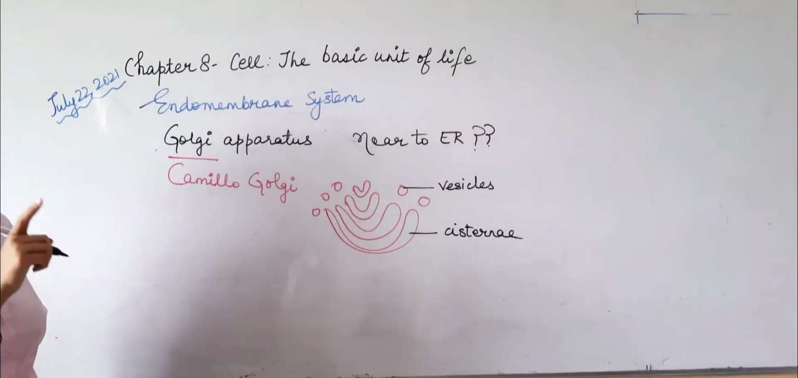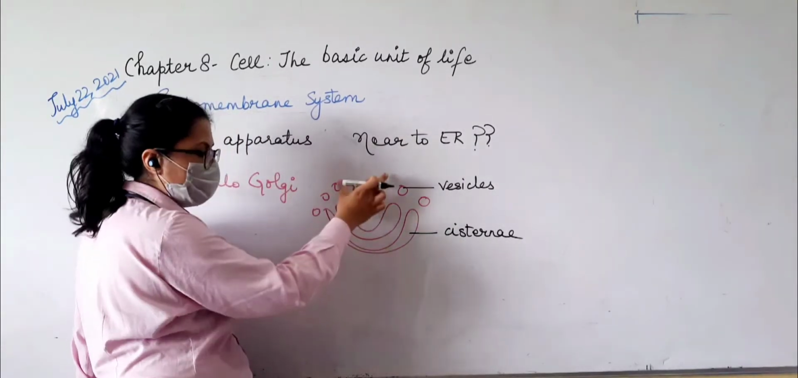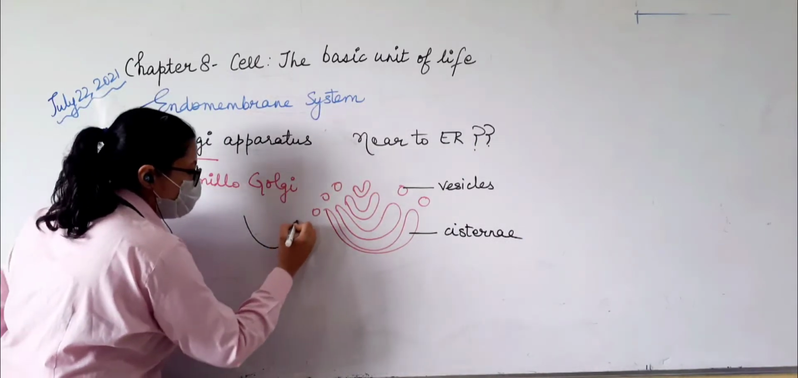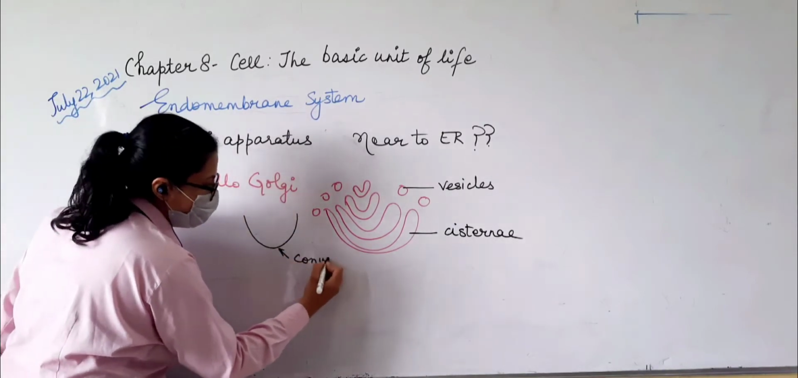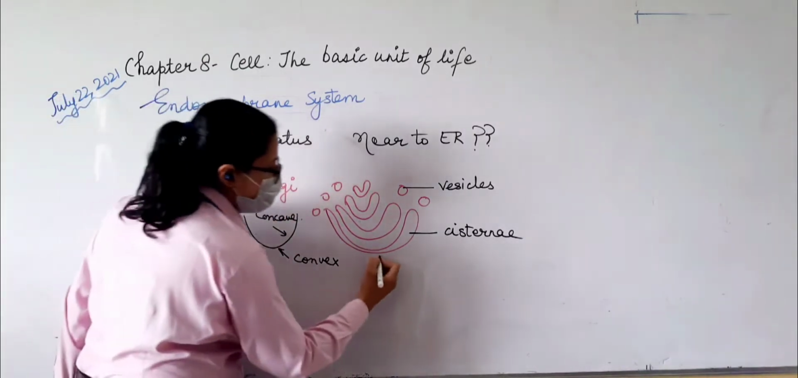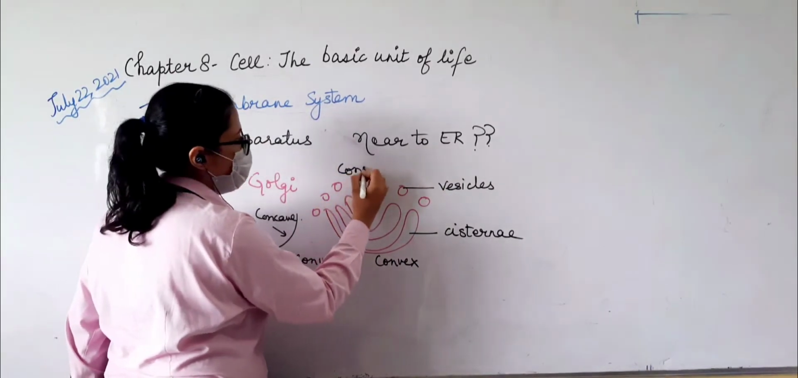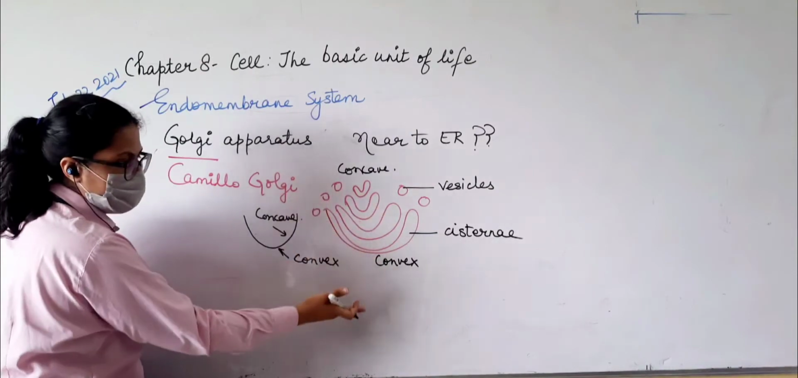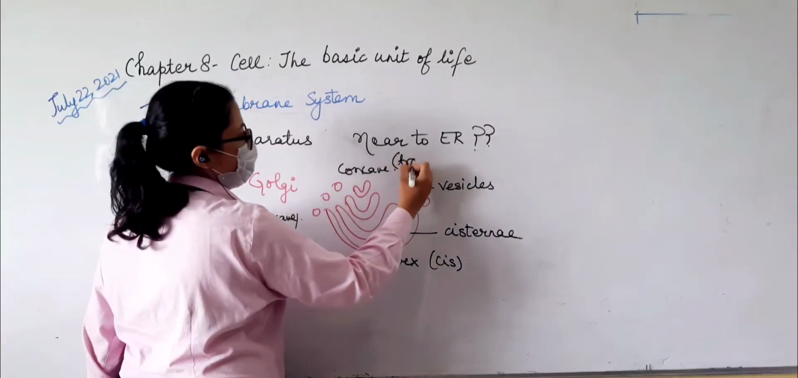We can clearly see in this structure that there are two ends. This is the larger one and here it comes small. Or you can say this type of face is there. So this side is convex and this side is concave, like a cave. Because this side is near the vesicle, this is called cis side and trans side.